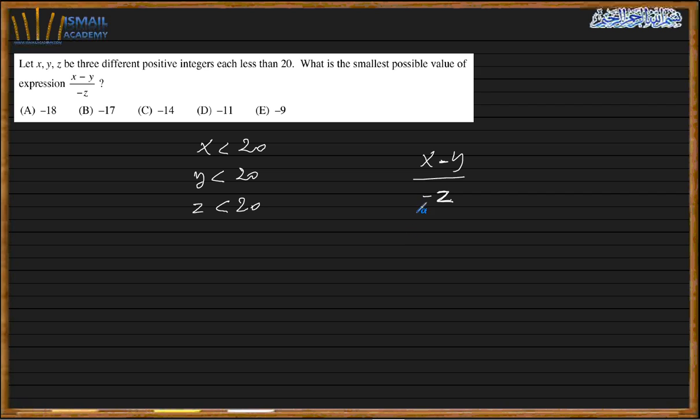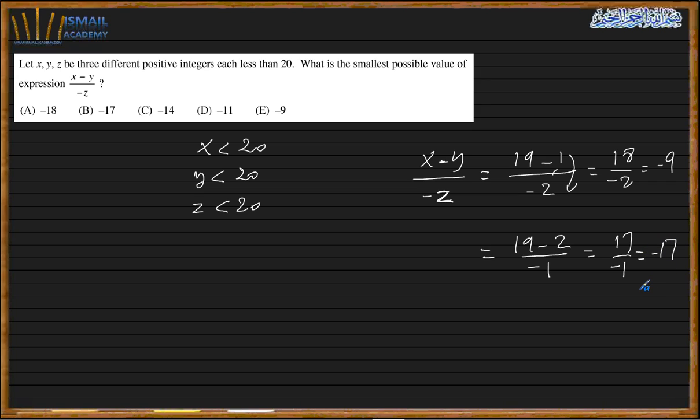So all of them are positive. That means I need to have the top positive and the denominator negative, then I will have the smallest number. The highest value you can pick for X is 19. The smallest value you can pick for Y is 1. And because they are different, the next one I will pick is minus 2 because I need to divide by the smallest value. So here I will have 18 over minus 2, which is minus 9. So this is one of the values. But let me try this if I switch those two. If I do 19 minus 2 over minus 1, it's going to be 17 over minus 1, which is minus 17.